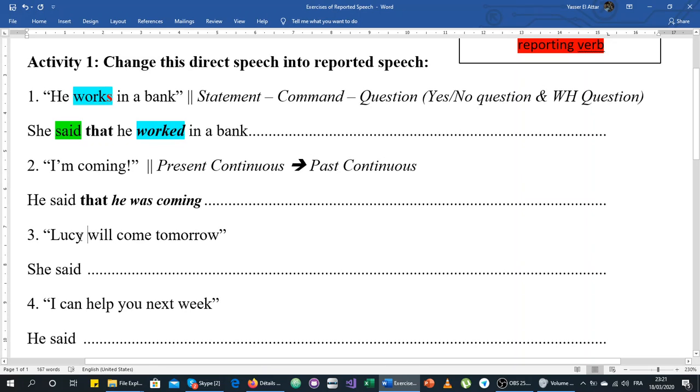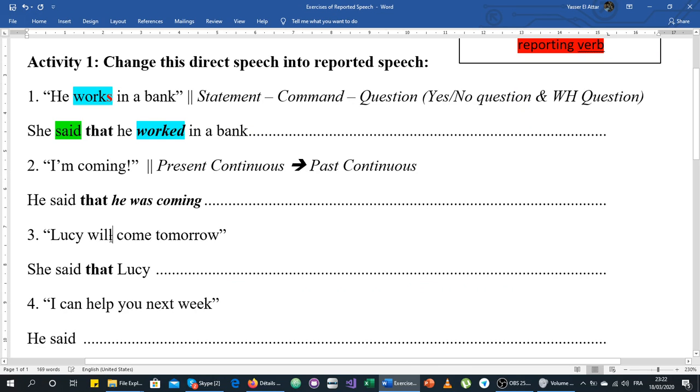Okay, we go to the second one. So here we have "Lucy will come tomorrow." She said, so Lucy will come tomorrow. It's not a question, it's not a comment, so it's a statement. So when we have a statement, we add that. And here we have the subject Lucy. So Lucy will remain Lucy, no change.